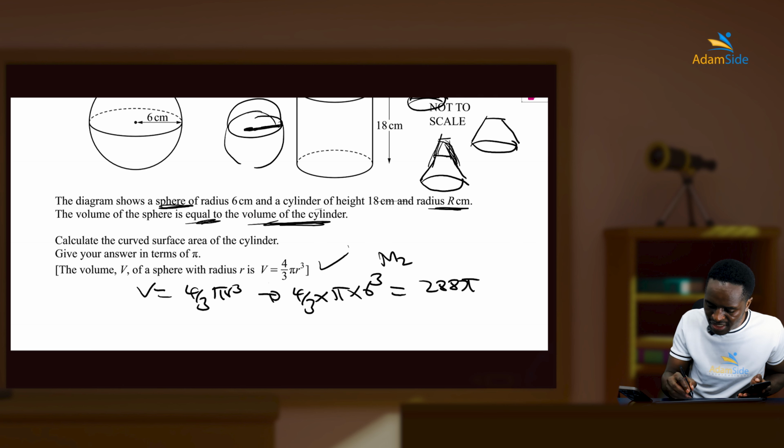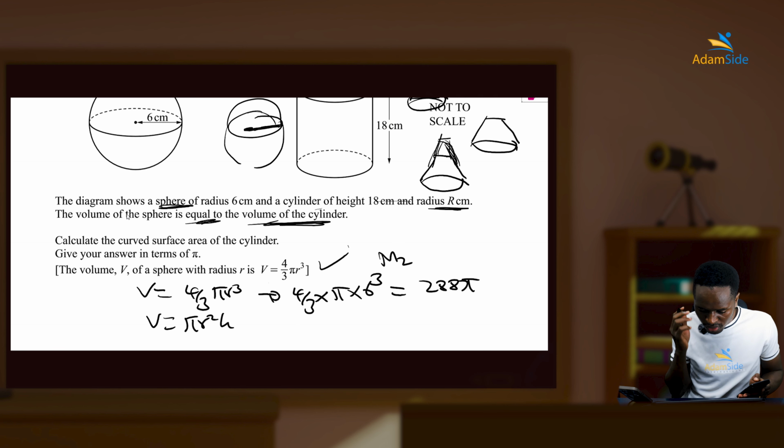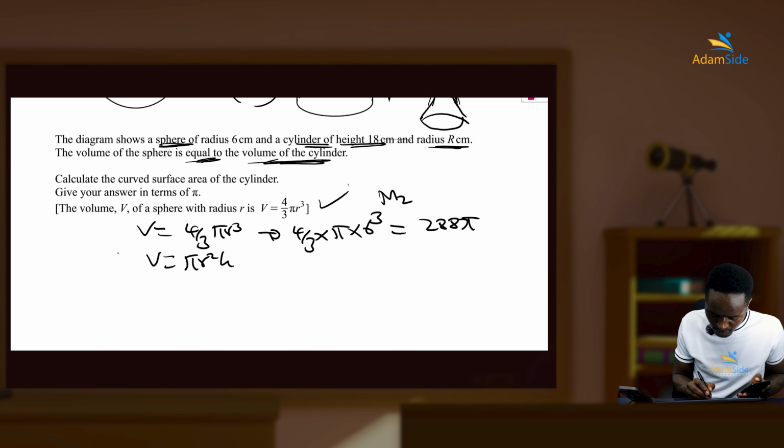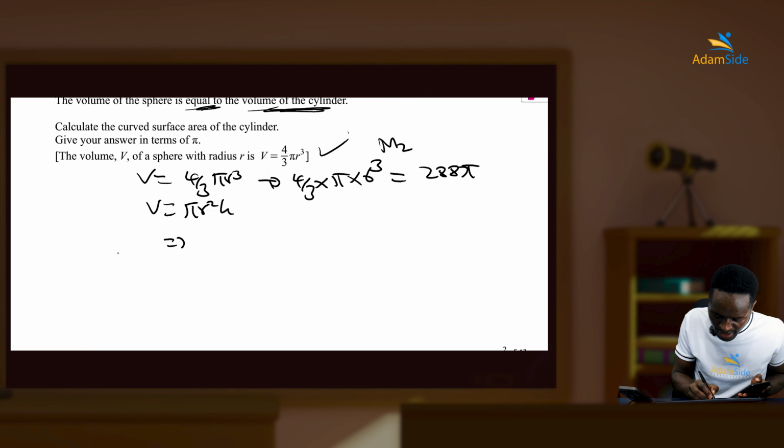To get the curved surface area, we need to find the value of the radius of the cylinder. So the volume of a cylinder is pi r squared times height. The cylinder has a height of 18 centimeters and radius r. So in that case we say pi times radius squared, r squared, times the height, which is 18, should equal 288 pi.